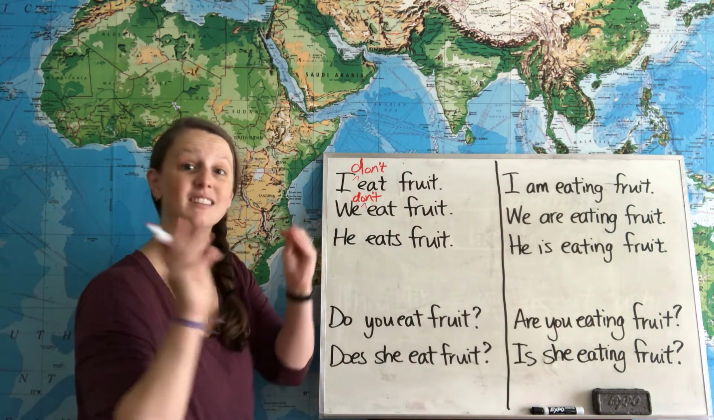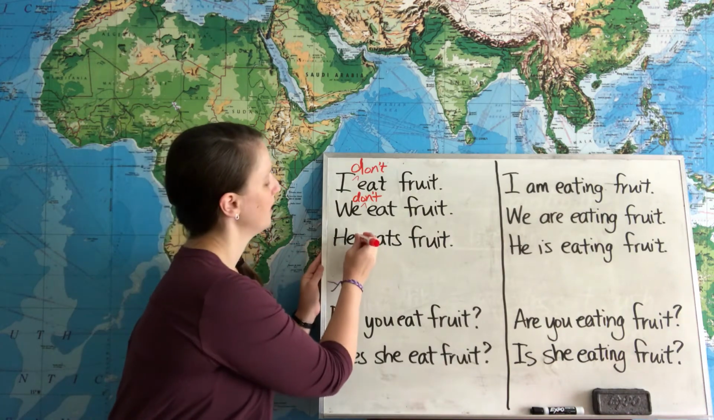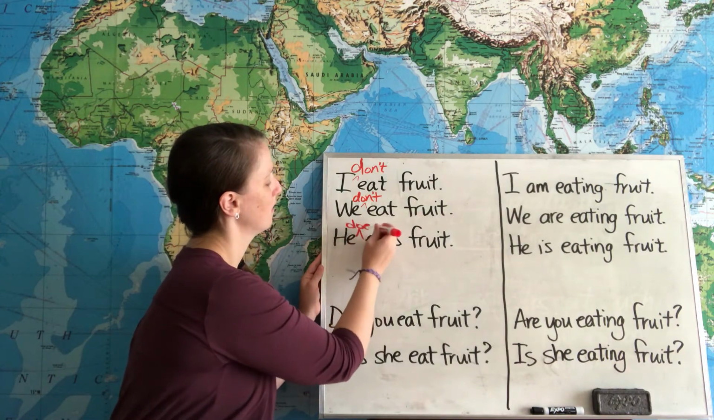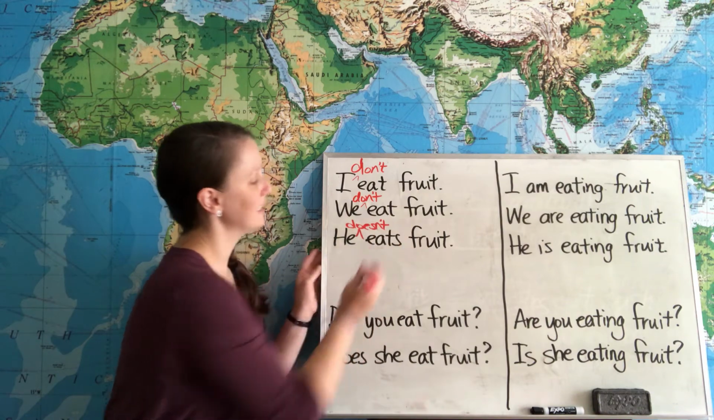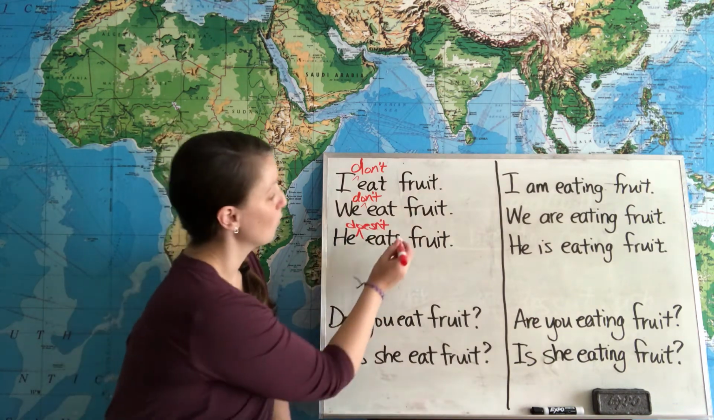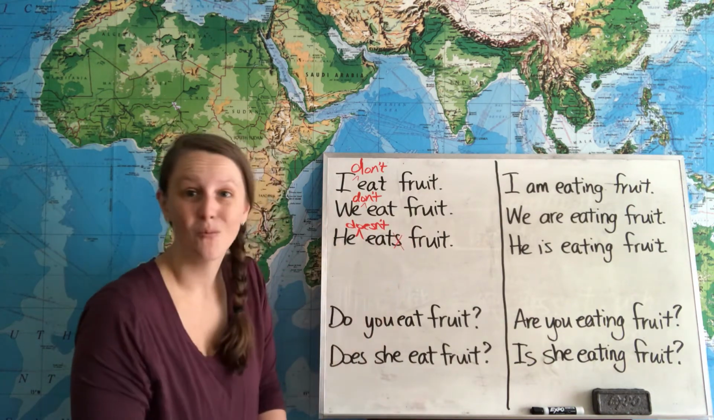And for he, she, and it, we use that helping verb does. Does not, doesn't. He doesn't eat fruit. Remember to delete that S when you make it negative.